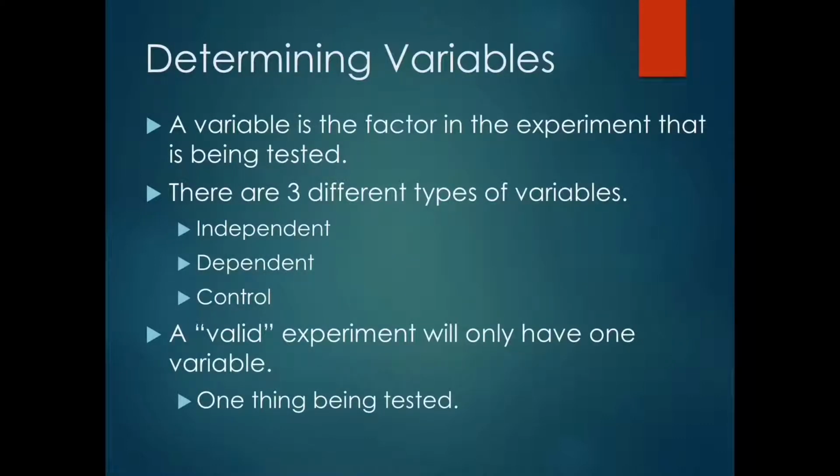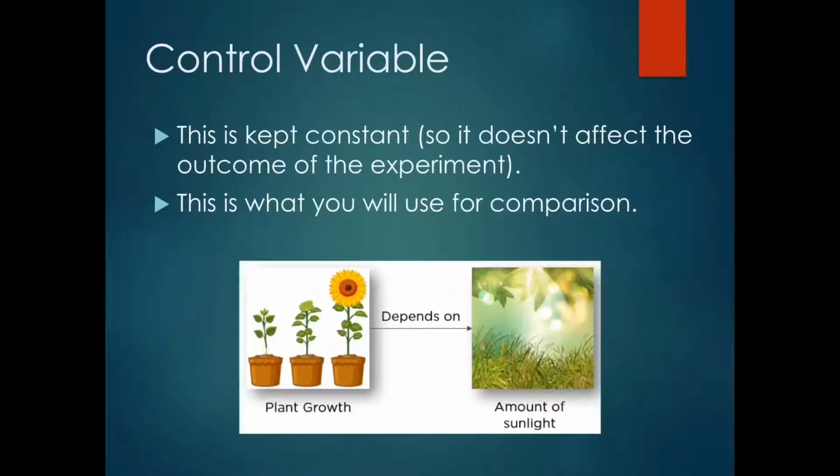Determining your variables. A variable is the factor in the experiment that is being tested. So there's 3 different types of variables. We've got the independent, the dependent, and the control. A valid experiment only has one variable, so one thing that is being tested. The control variable, this is what is kept constant, so it doesn't affect the outcome of the experiment. The control is what you're going to use as comparison to what you want to test.